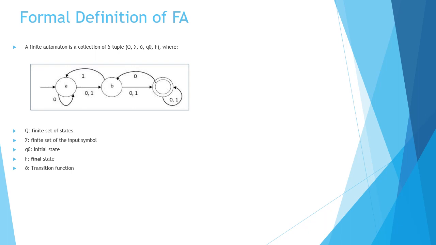One more point: let us suppose right now we are in the state C. C is our current state, and we pass 0 as the input symbol. Which state do we reach? We reach the state B.